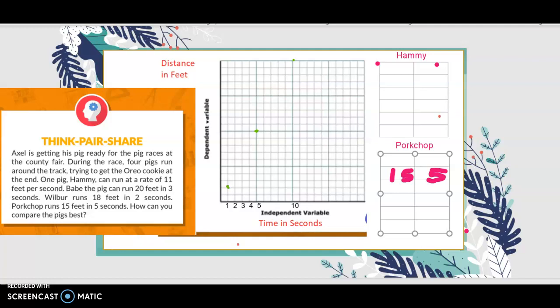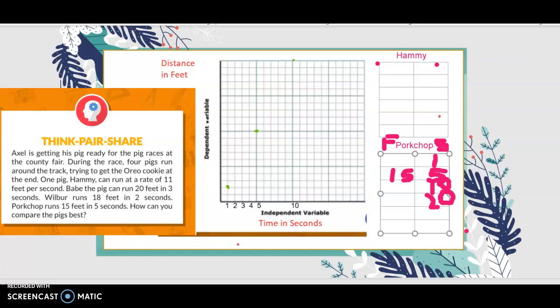So now what you're going to have to do is figure out how the rest of this T-chart is going to look. What do you want it to be? Remember this side is seconds and this side is feet. Do you want it to be 1, 5, 10 seconds? Do you want it to go up to 20? Do you want it to go up to 50? It's your choice because you're the one who's going to be filling in this T-chart. And then do the same thing with Hammy.